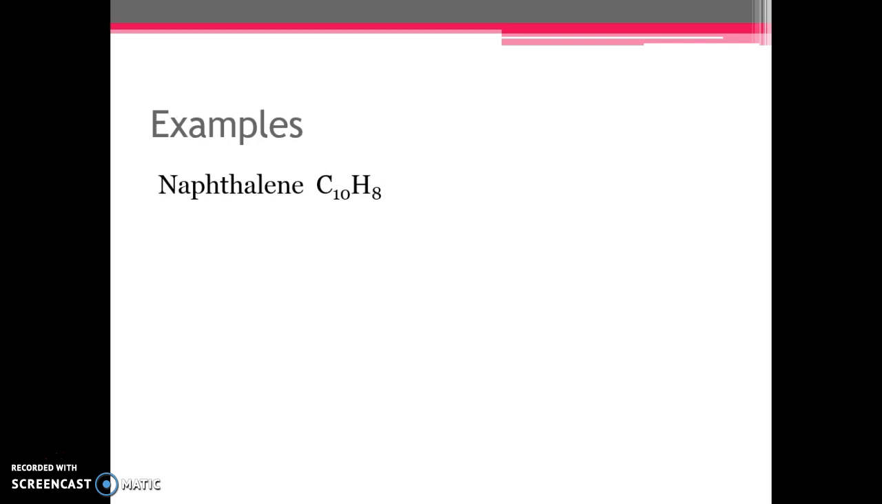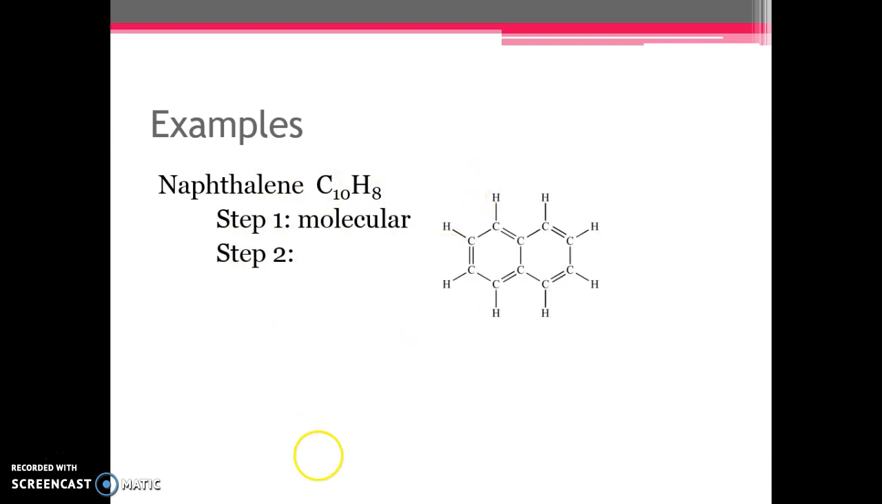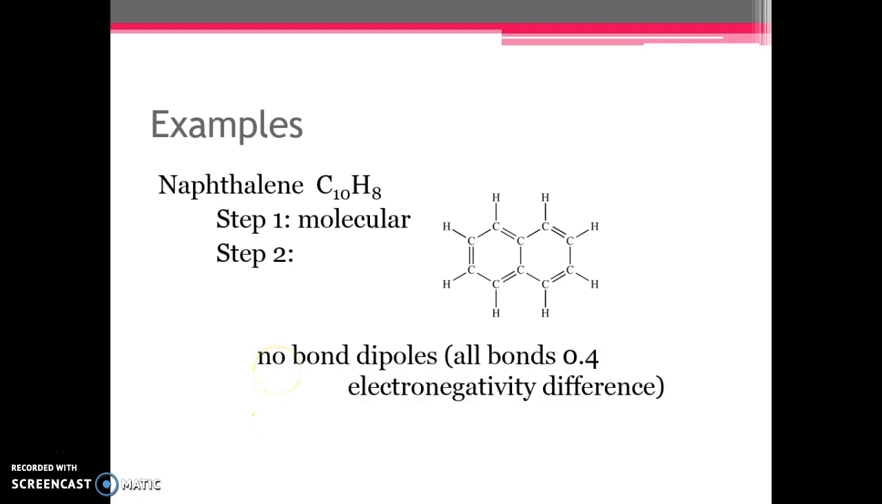Example number 4, we've got naphthalene, C10H8. Hopefully it's obvious to you that it is nonpolar. Here's the structure. There's no way for you to know that quite yet, but there's the structure of naphthalene. So if you take a look at everything, carbon has an electronegativity of 2.5. Hydrogen has an electronegativity of 2.1, which means the difference between that is only 0.4. There are no bond dipoles here. So even though this is a really complicated looking molecule, there are no bond dipoles.